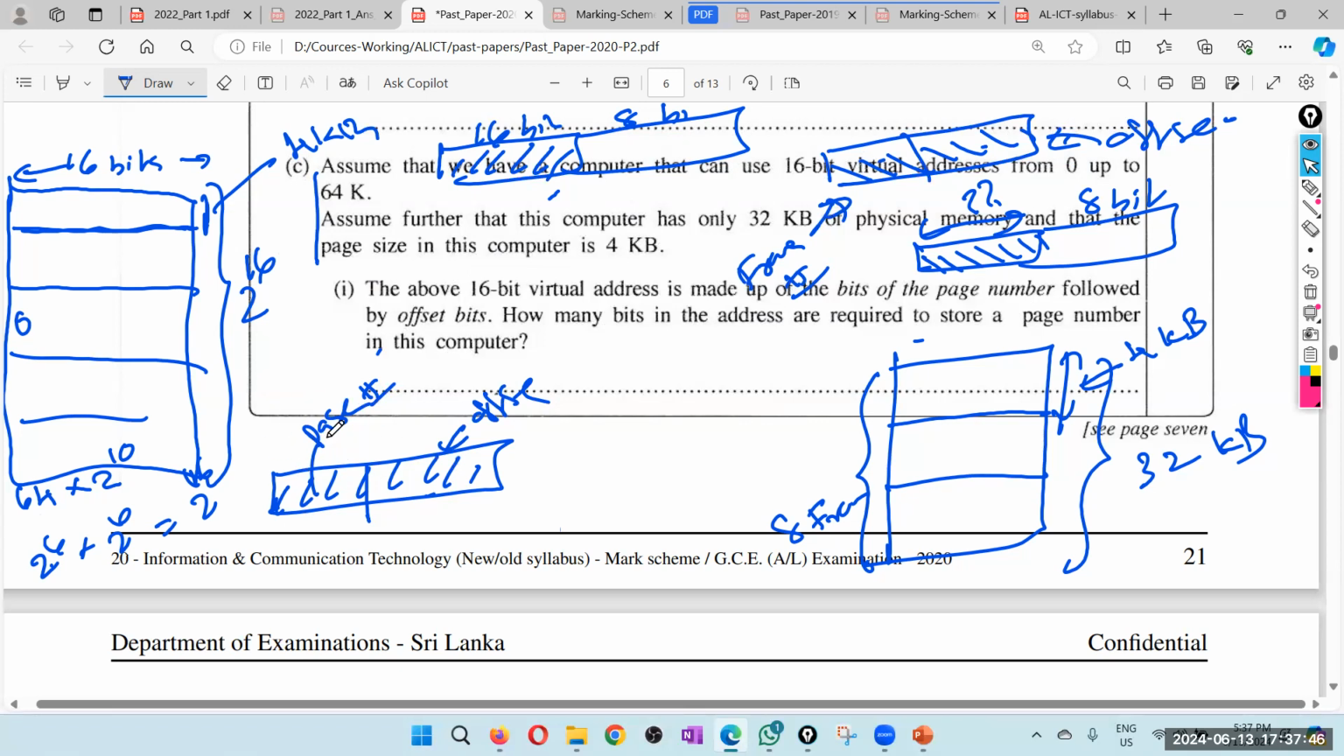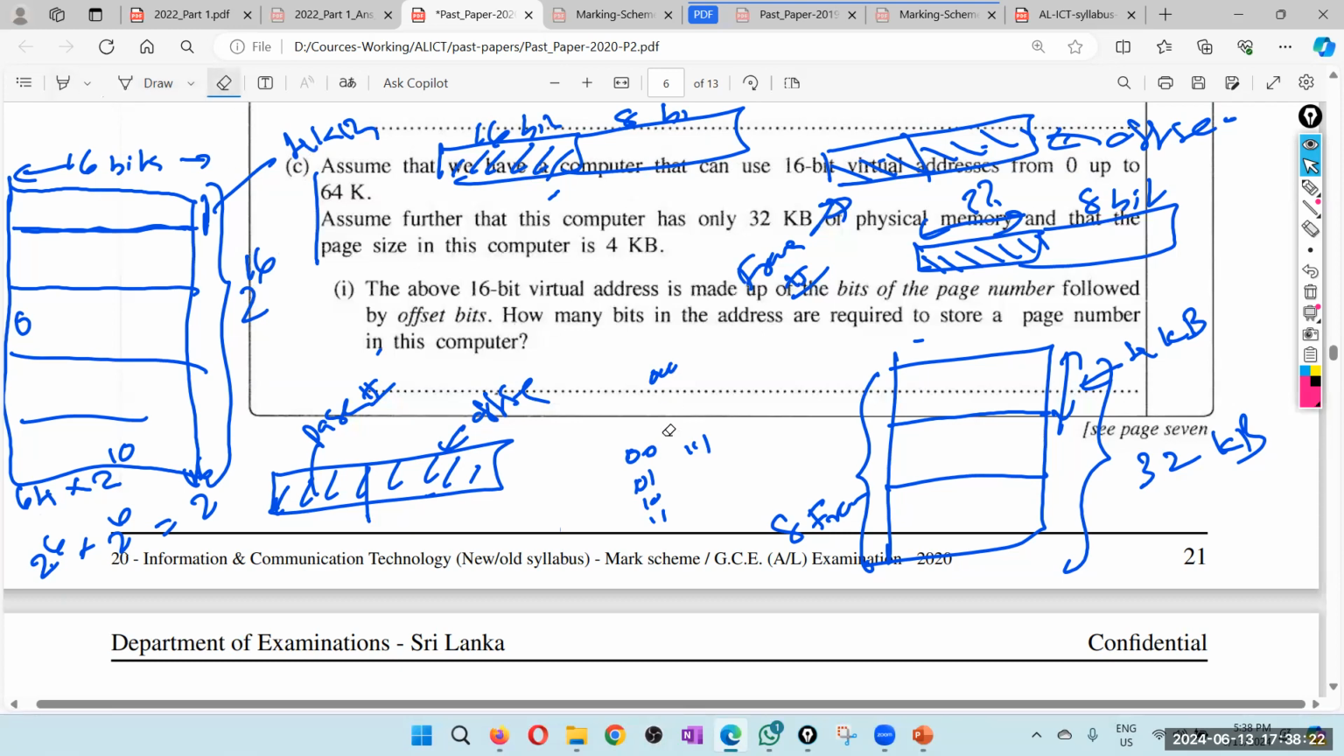Because if you have 2 pages, I need 1 bit. Remember? With 1 bit, I can call it page 0, page 1. If you have 4 pages, you need 2 bits: 00 page, 01 page, 10 page, 11 page. 4 pages, you need 2 bits. 8 pages, you need 3 bits, 000 to 111. So if you have 2 to the power n pages, you need n bits to uniquely identify that page number using binary numbers.